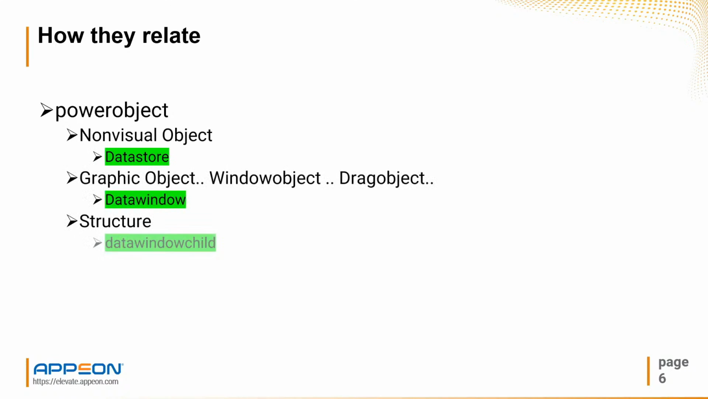So again, to reiterate, this is a hierarchy between the power object, the data store, data window, and DataWindowChild. So it's very indirectly related.